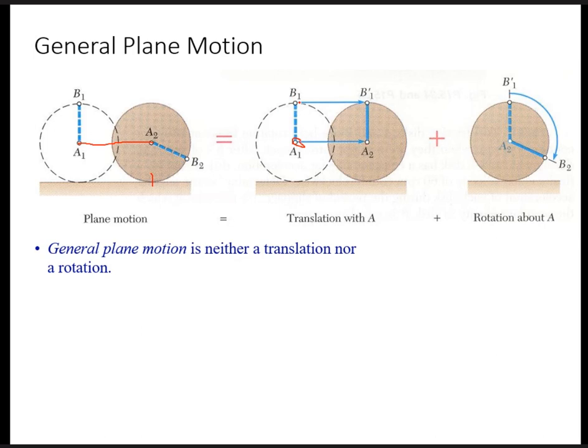VB is equal to VA plus the velocity of B with respect to A. Correct? VB at this position will be equal to the velocity of A plus the velocity of B with respect to A. Right?